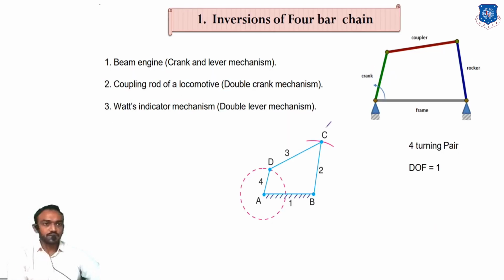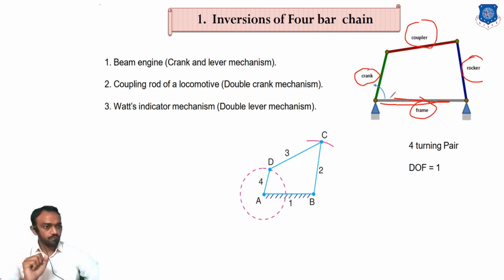Okay, start with the inversion of 4-bar chain mechanism. First of all we have to understand what a 4-bar chain is. In a 4-bar chain there are 4 links: one is a crank, second is a coupler, third is a rocker and fourth is a frame. Frame is always fixed in this particular case.